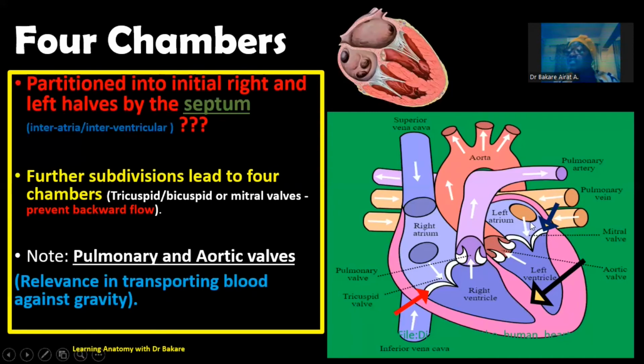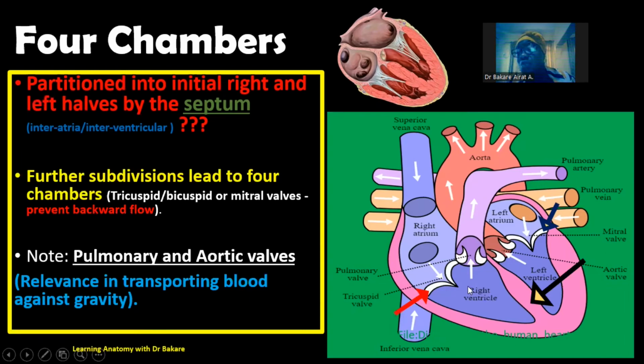It's also important for us to establish that valves are also seen at the emergence of the pulmonary artery and the aorta. If you look at the pulmonary artery, this is the pulmonary artery that carries deoxygenated blood to the lungs where it will be oxygenated. There's also a valve that helps to prevent backflow of blood so that when the right ventricle contracts, the blood will be pushed into the pulmonary artery and will be prevented from flowing backward into the right ventricle.